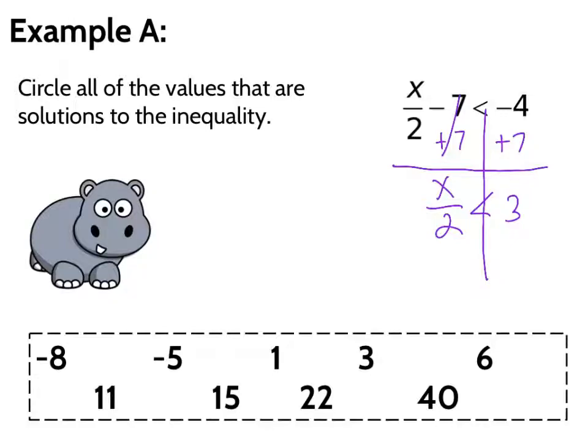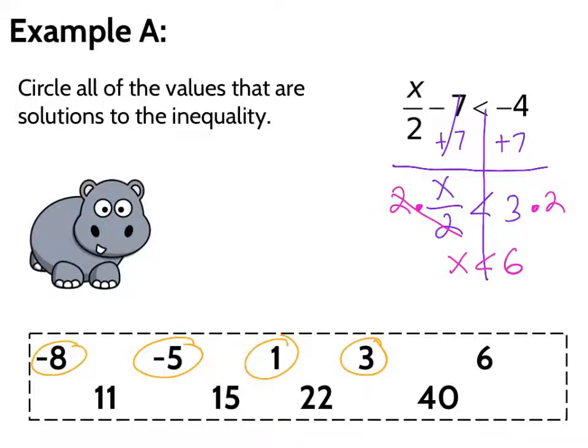Now I'm going to perform the second step, so I'm going to multiply both sides by 2 because the inverse operation of division is multiplication. These two cancel, bring down my x. I did not multiply or divide by a negative, so my sign stays the same, and 3 times 2 is 6. So now that I have x is less than 6, I need to pick all of the solutions that are less than 6. Negative 8 is less than 6, negative 5 is less than 6, 1 is less than 6, 3 is less than 6. Now here's where it gets tricky.